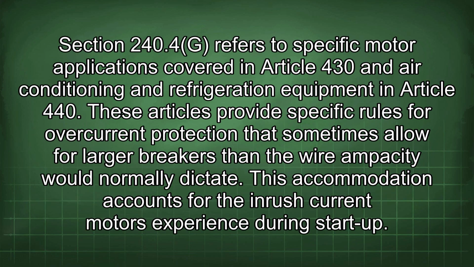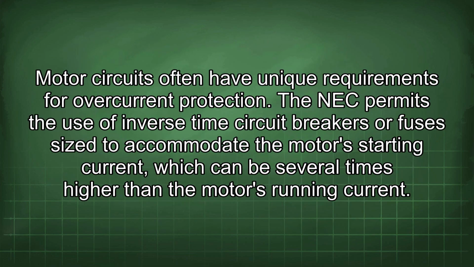Section 240.4(G) refers to specific motor applications covered in Article 430 and air conditioning and refrigeration equipment in Article 440. These articles provide specific rules for overcurrent protection that sometimes allow for larger breakers than the wire ampacity would normally dictate. This accommodation accounts for the inrush current motors experience during startup. Motor circuits often have unique requirements for overcurrent protection.